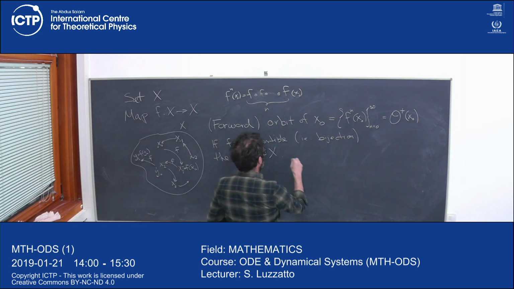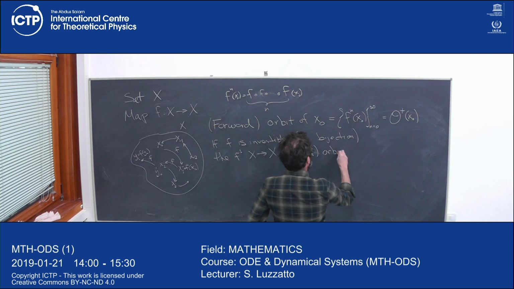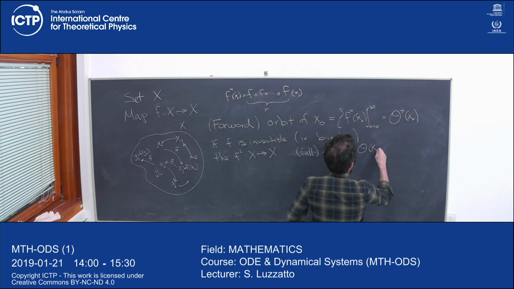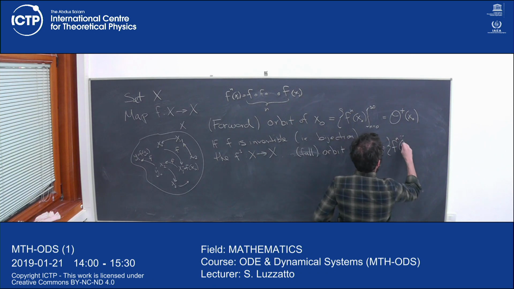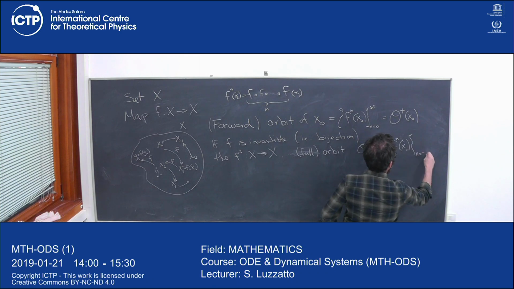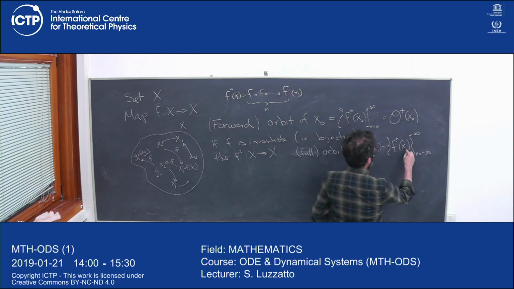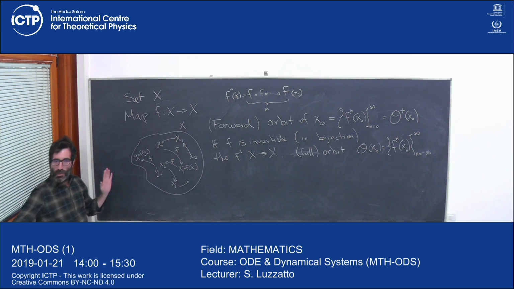Okay, then we say the orbit, the full orbit. Usually this is clear from the context, but sometimes we call the full orbit, which is equal to x0, and this we can now write as f^n of x0 for all n from minus infinity to infinity. You can take the forward part of the orbit and the backward part of the orbit. Any questions about this? Is this all clear?